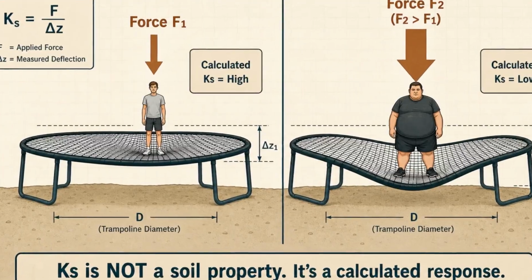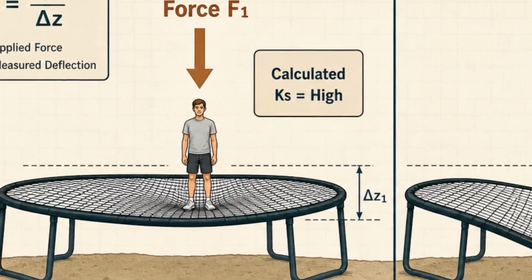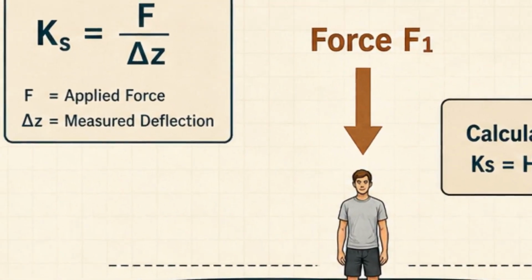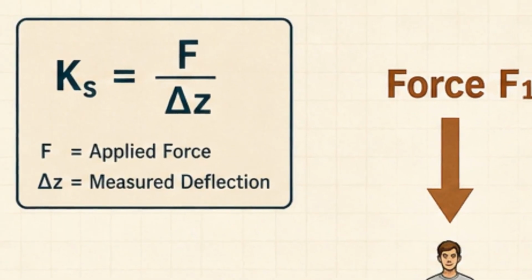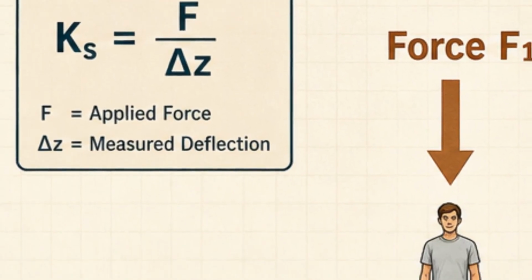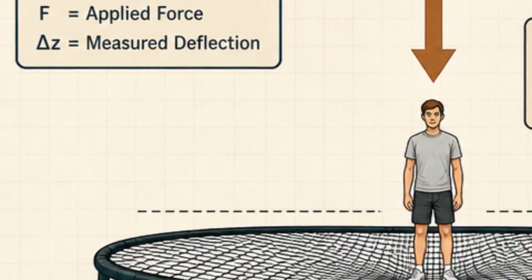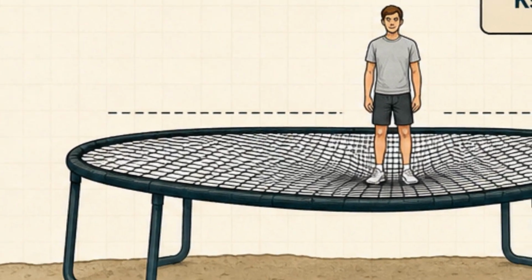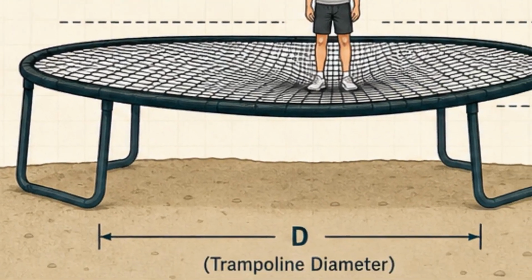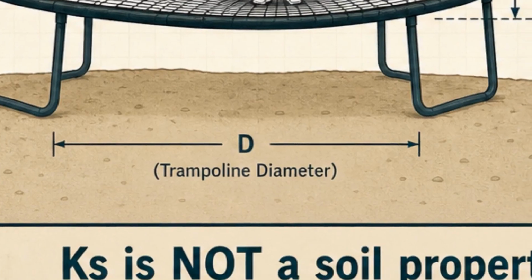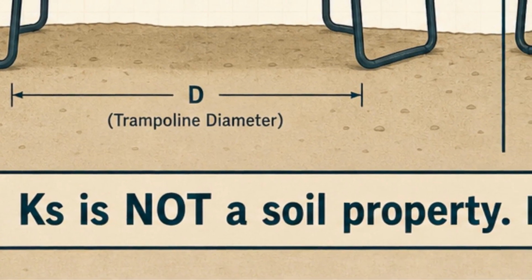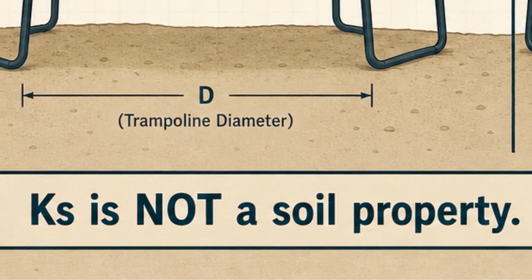Almost every structural analysis software asks for one simple input for mat foundations: the modulus of subgrade reaction. It feels so easy, a single number to represent the entire soil mass. But here's the trap. The subgrade reaction is not a fundamental soil property like density or friction angle. It's a mathematical convenience, a mirage.